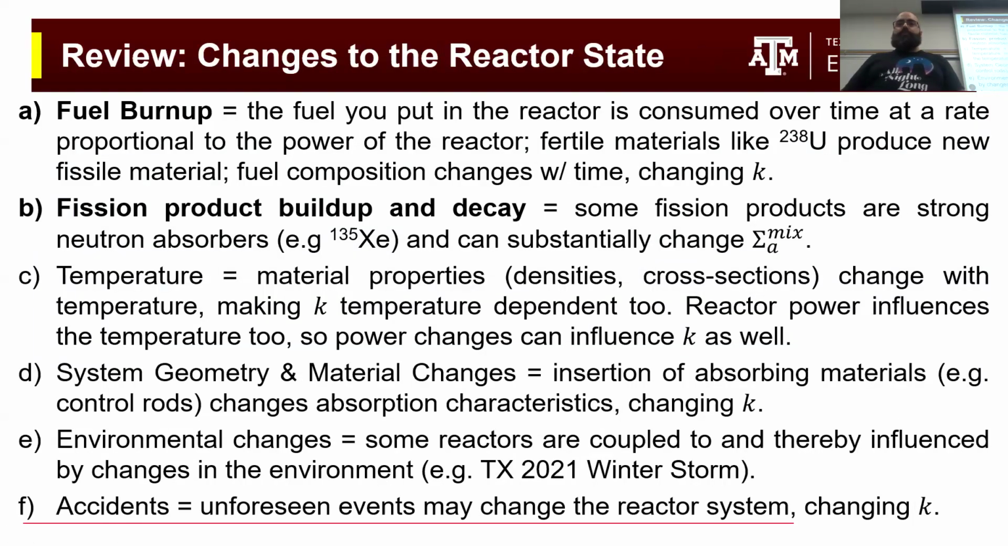So yeah, that's just some logistic stuff I wanted to talk about, and then I want to review some of the things that we went over last time. With the stuff that we're talking about right now, these production and destruction equations, this is mostly changes to the reactor state due to fuel burnup. Basically, the fuel being consumed or depleted as the reactor operates.